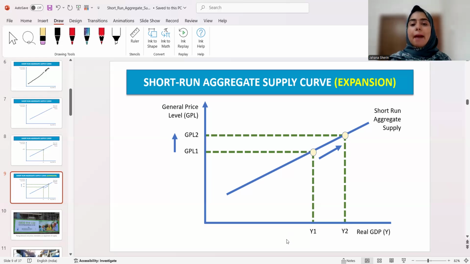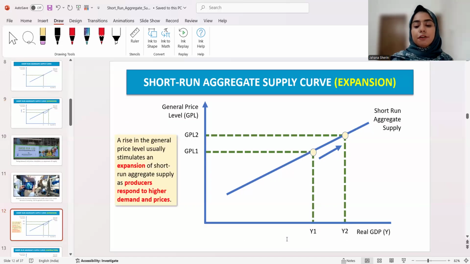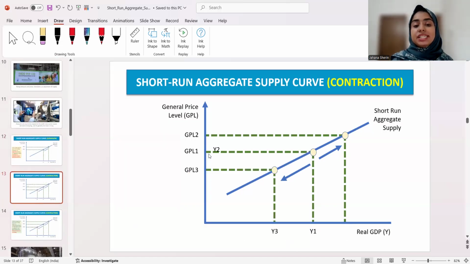The same thing happens when the price level decreases. If the price level decreases from GPL1 to GPL3, then Y2 falls.